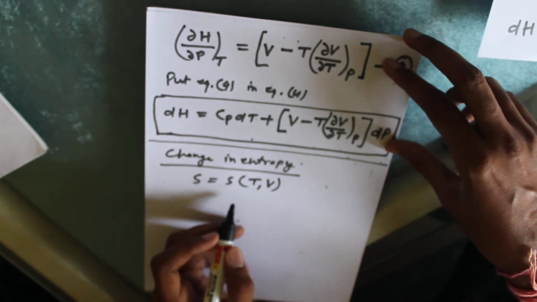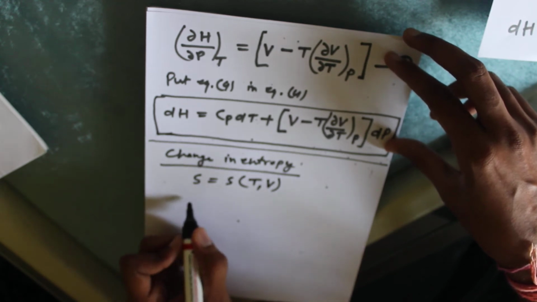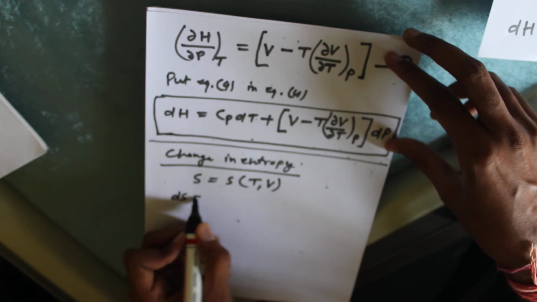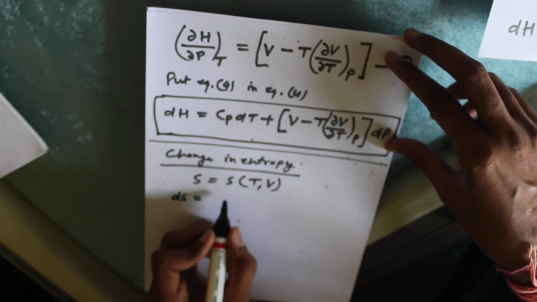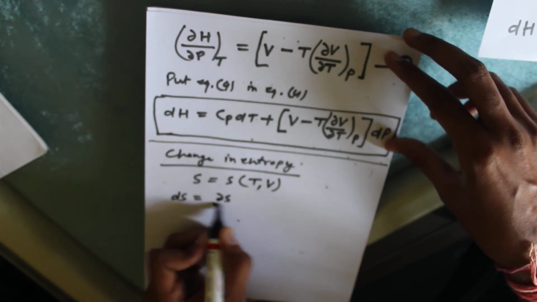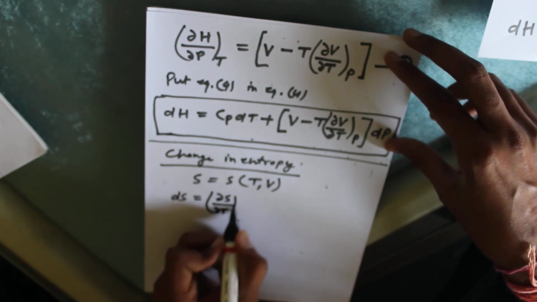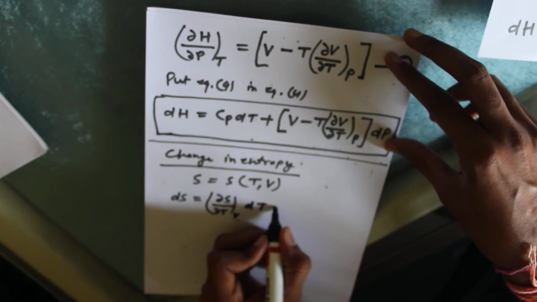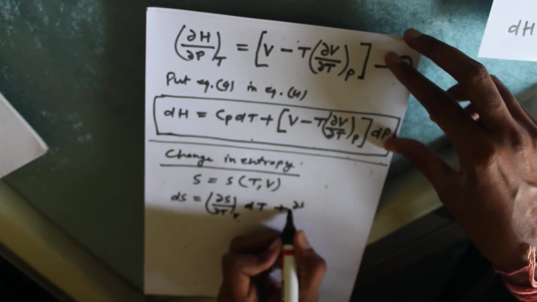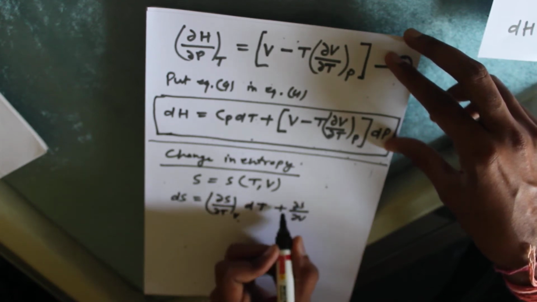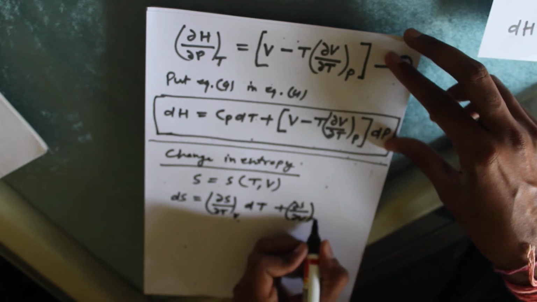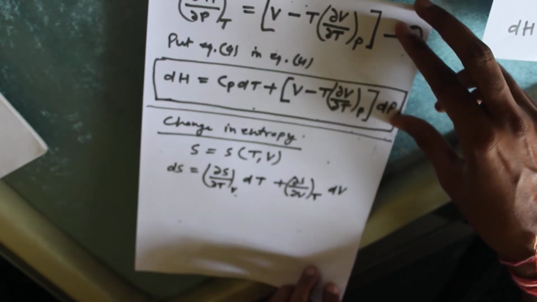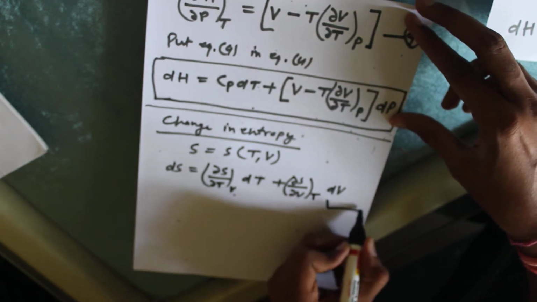If you differentiate this equation, then dS will be equal to differentiation of first function, del S by del T at constant volume dT, plus differentiation of second function, del S by del V at constant temperature dV. Let's say this one is equation 1.